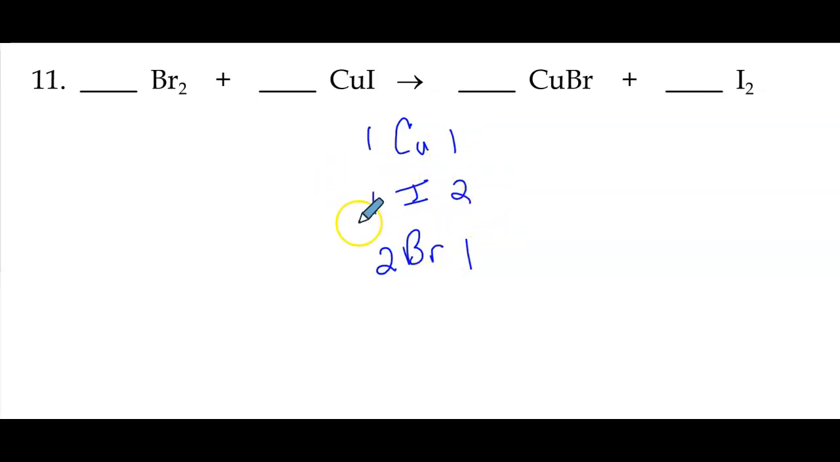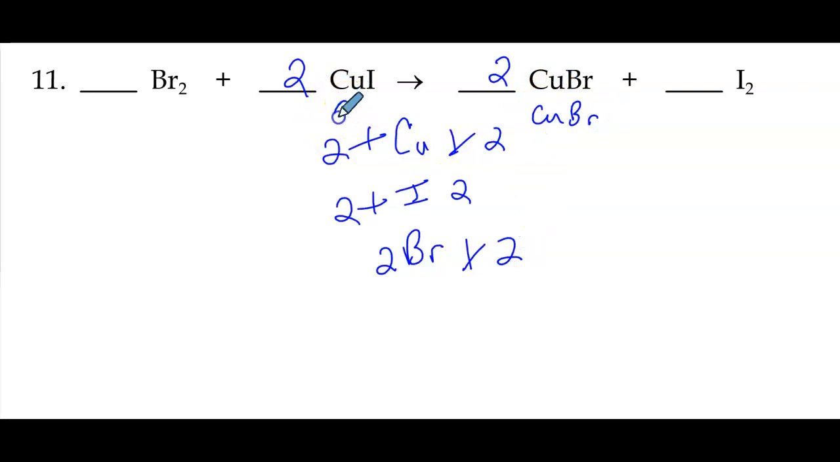So I got to fix my Is first, to put a 2 here. What that does is that changes this to a 2 and this to a 2. So then I need to balance my Cus. I put a 2 here. That goes to a 2. And it also changes Br. Remember, that's the same thing as writing this twice, just as this was the same thing as writing this twice. That 2 says 2 of that unit. That's how I got 2 Cus and 2 Is, 2 Cus and 2 Brs, and it's balanced now with a 1, 2, 2, 1.